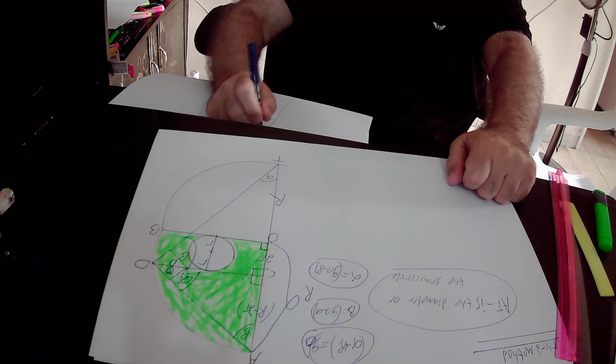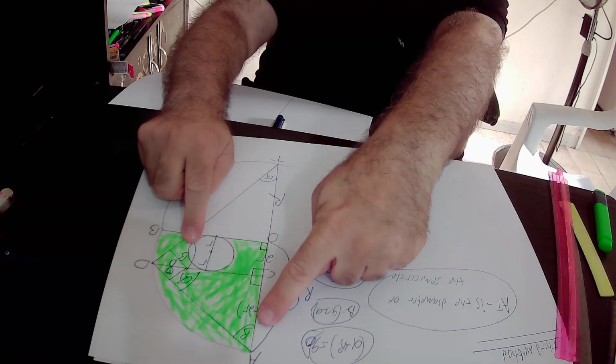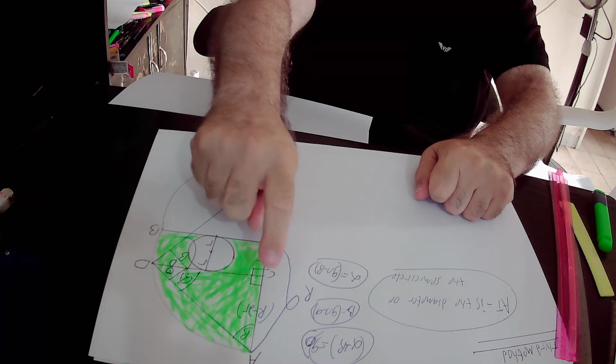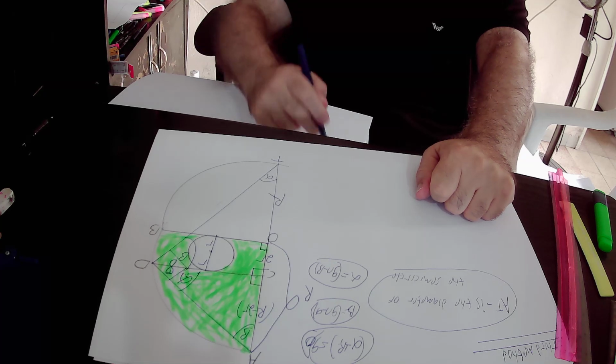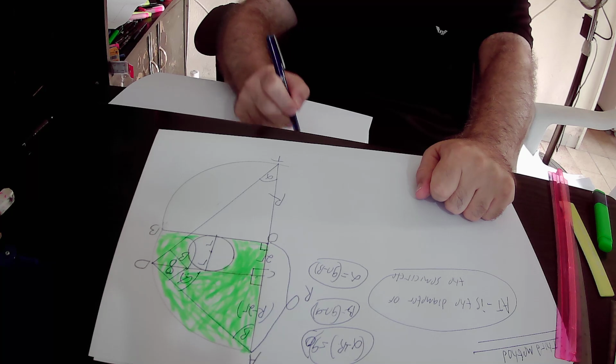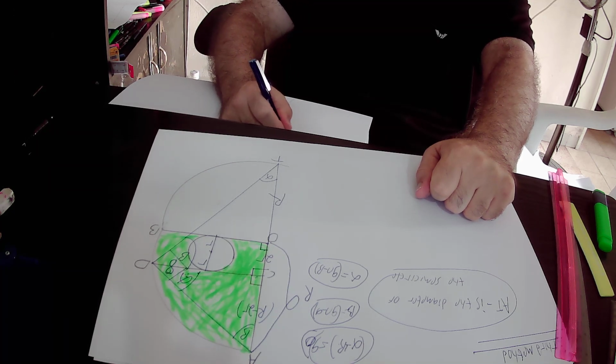In addition, those two angles are both equal to beta, therefore they are equal to each other. So this angle is angle CAD. Angle CAD equals angle CDT. They are both equal to beta, therefore they are equal to each other.